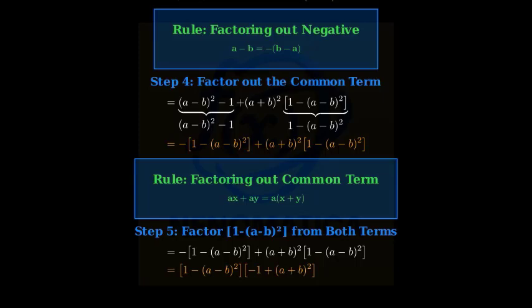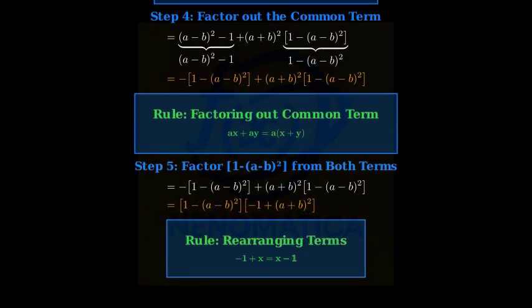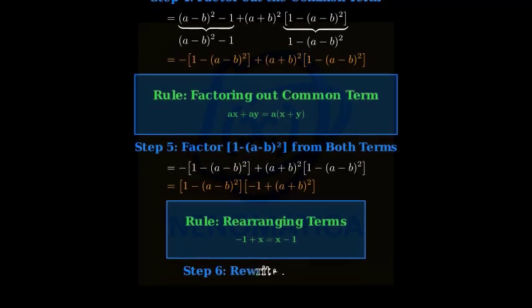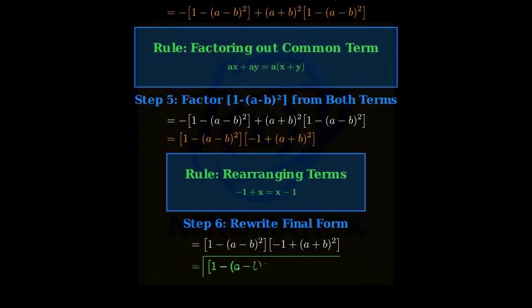Finally, in step 6, we'll rewrite negative 1 plus a plus b squared as a plus b squared minus 1 to give our expression its final form. Our result is the product of two factors, 1 minus a minus b squared and a plus b squared minus 1. Let's summarize what we've learned in this video.